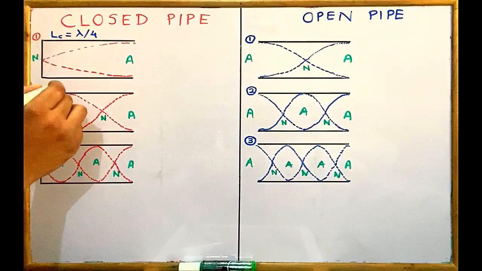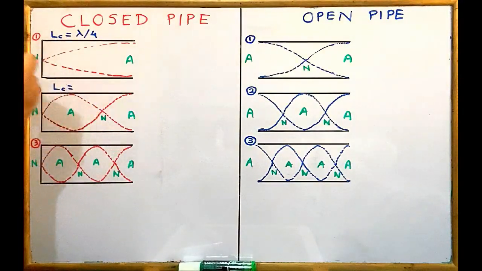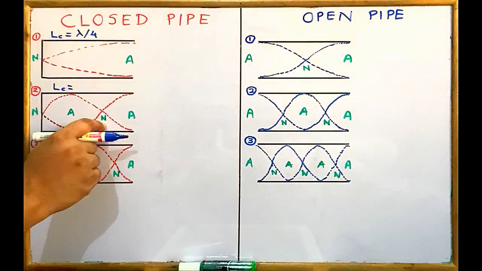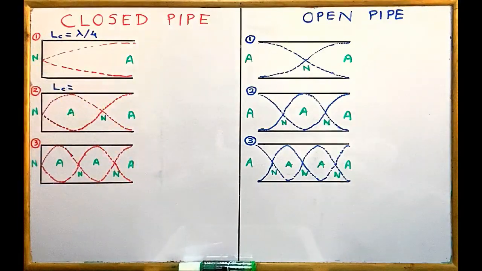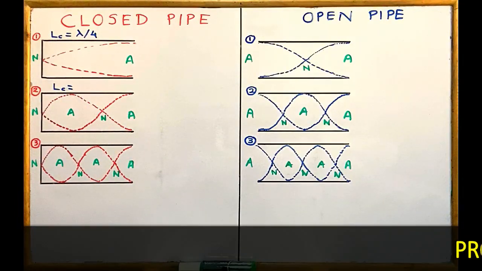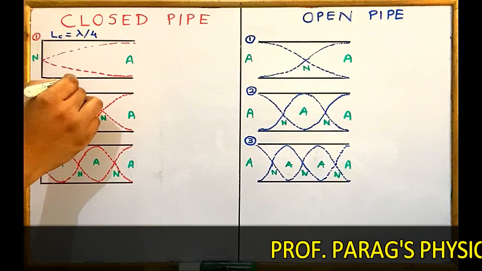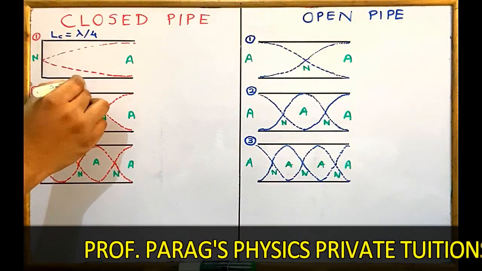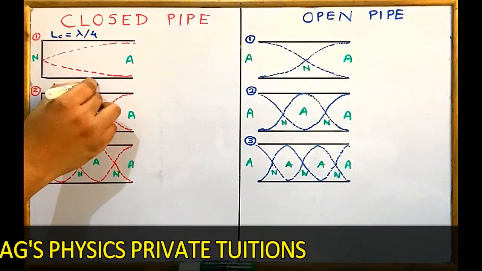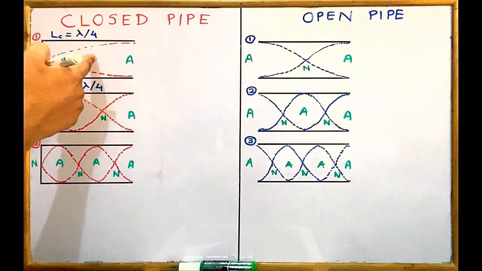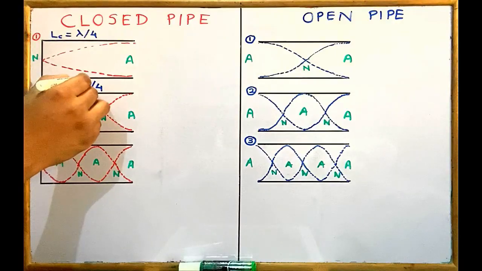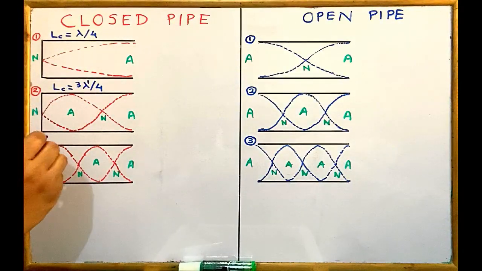How much is LC? It's the same length, right? It's the same value of LC, but now it is node to node, which is lambda by 2, plus node to antinode, which is lambda by 4. So 1 by 2 plus 1 by 4 will give me 3 by 4. So I can say 3 lambda by 4, but to be very clear that this wavelength and this wavelength are different, I can just put a lambda dash, right?